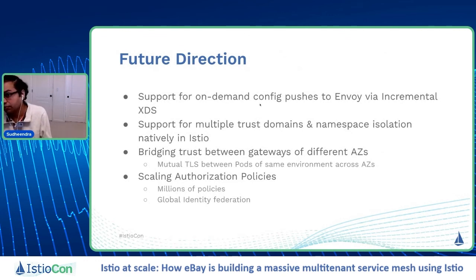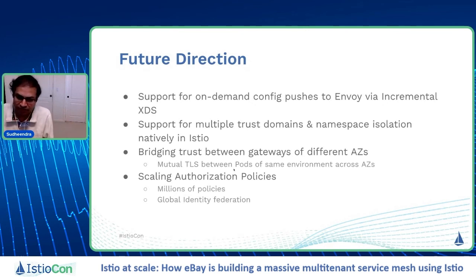Some of the future things we are looking at are support for on-demand config pushes. As I mentioned, we need the sidecars to get only the configuration that they require. We are also looking at how to extend Istio to support multiple trust domains within the same Istio deployment. Some of the other open problems are the gateways between two different availability zones. How do we bridge them so that it's mutual TLS with trust flowing all the way from one pod to another pod in two different regions or availability zones?